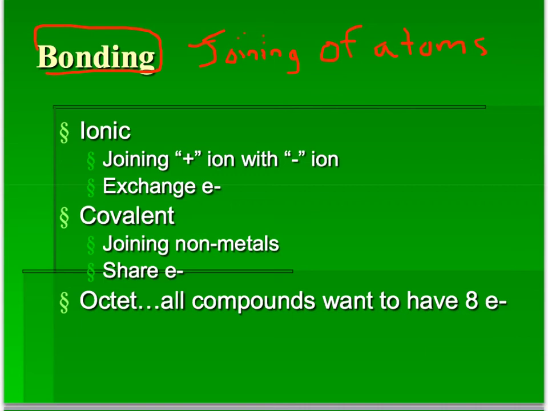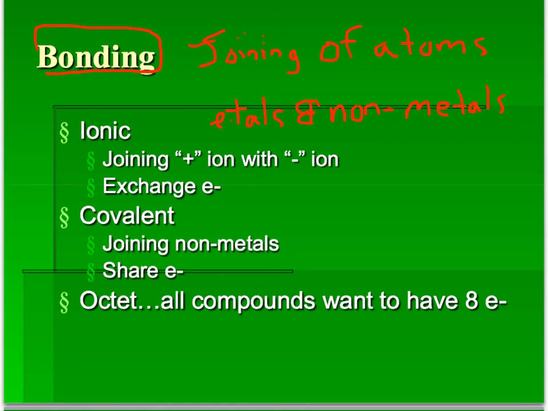So we have 2 types that we're going to be talking about right now, ionic and covalent. Ionic is when we have metals and nonmetals. So the metals are usually the positive ions, the nonmetals are the negative ions. What happens here is that they're actually exchanging electrons. The metals are giving electrons to nonmetals to make them both happy.